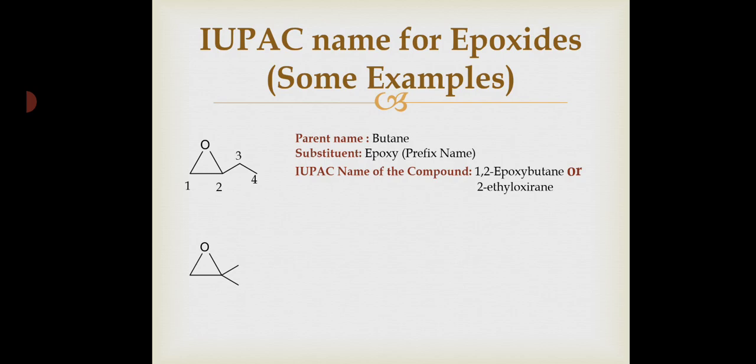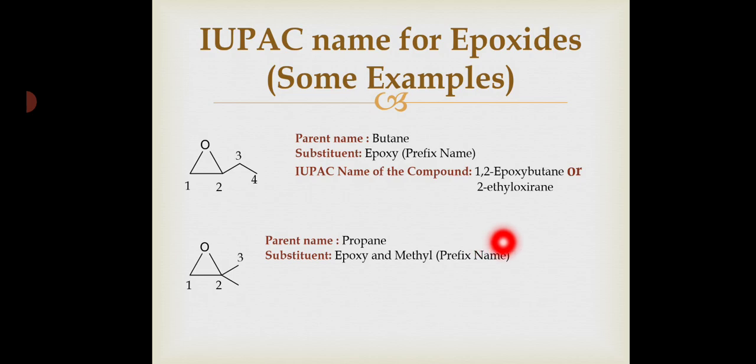Let's look at the next example. Again, the first step is to choose the longest chain. So which will be the longest chain? 1, 2, 3. So the numbering goes like this: 1, 2, 3. So the parent name is, if it is a 3-carbon compound, propane. There are 2 substituents. What are they? They are epoxy and methyl. Both come as a prefix name. So epoxy group is present at 1 and 2 carbon. So it will be 1,2-epoxy. There is a methyl group at 2 position.